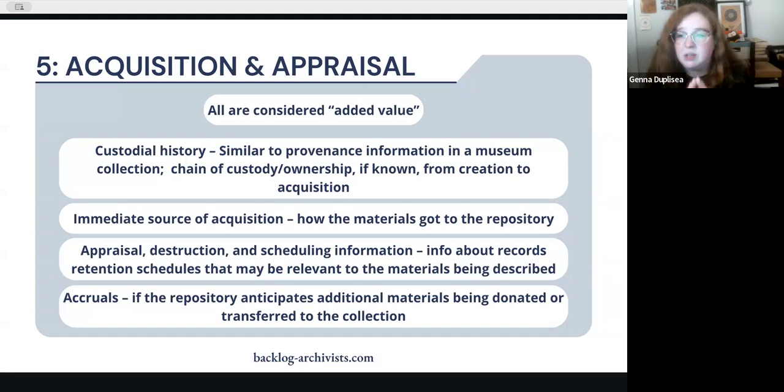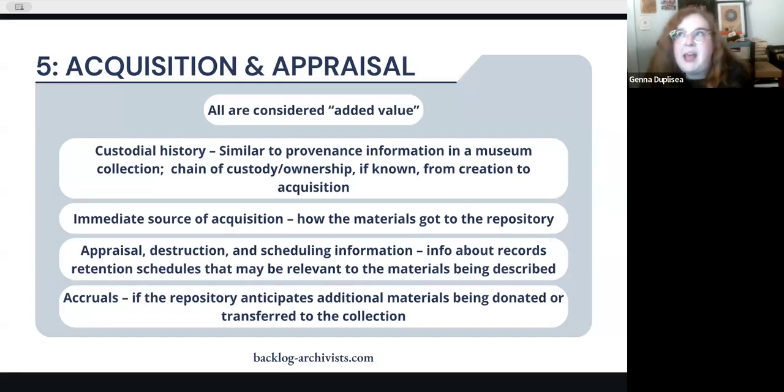Appraisal, destruction, and scheduling information is for records management. You're probably not going to have this information for a 19th century manuscript collection, but you might have this information when you're dealing with, say, university records. So if you have records retention schedules related to certain types of institutional records that are relevant to these materials, you might have some information here.